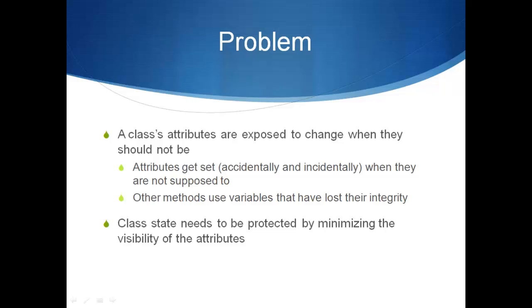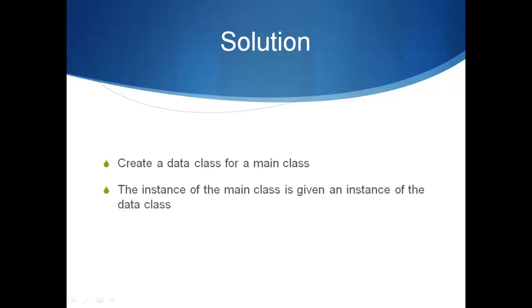So to go along with this, the class state also needs to be protected by minimizing the visibility of the attributes. So what's the solution to this problem? Well, the problem we discussed involves one main class. This main class is going to include all your variables as well as your different methods.